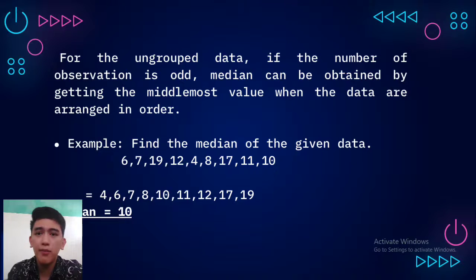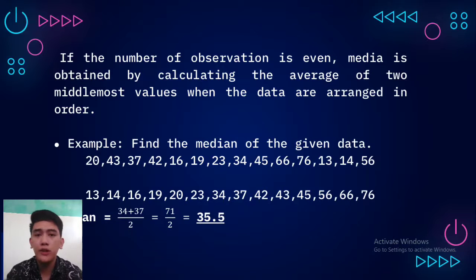Okay, next is example. If the number of observations is even, median is obtained by calculating the average of the two middlemost values when the data are arranged in order. Yun naman, kapag ang problem na pinapasagutan sa atin is even, i-arrange muna natin ito in ascending order at sunod ay kukunin natin ang dalawang middlemost values, then divide it by 2. At kung anong answer nun, yun ang ating median.